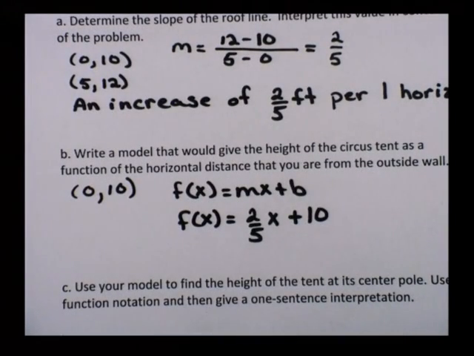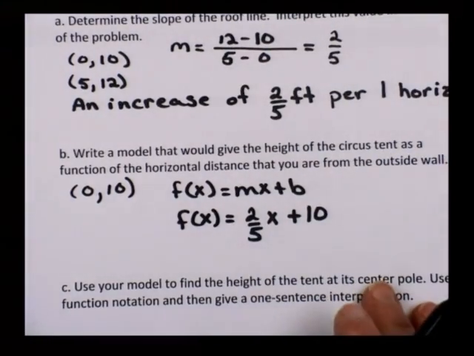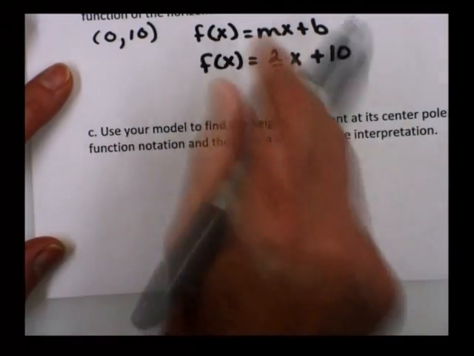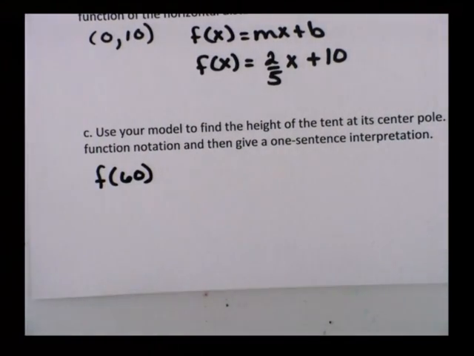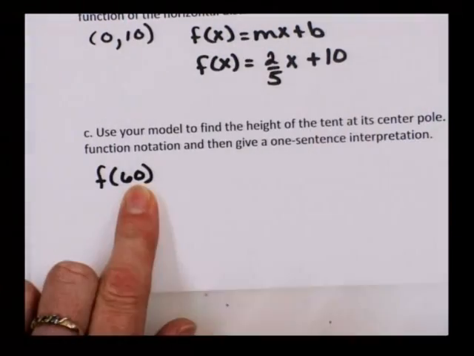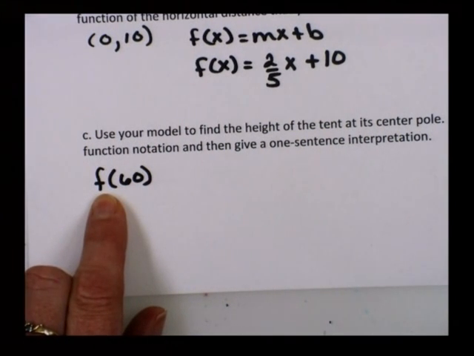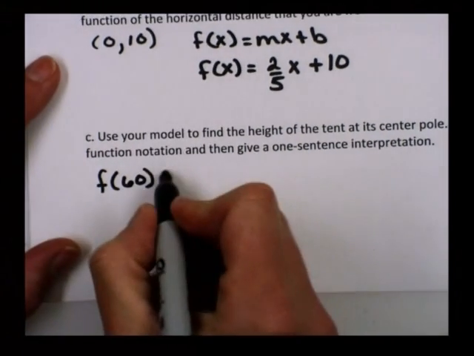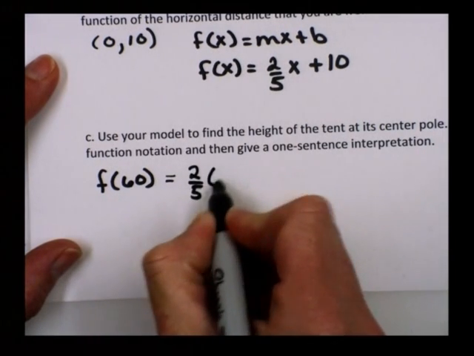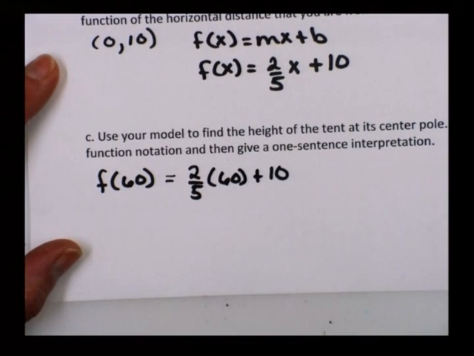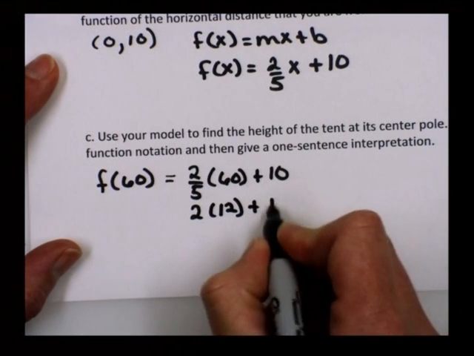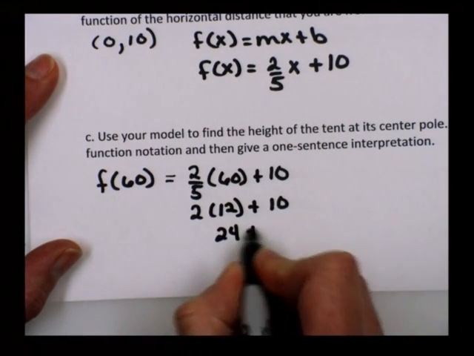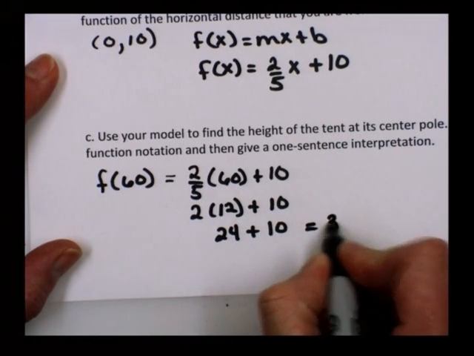Let's just practice one more of those. Use your model to find the height of the tent at its center pole. Well, the center pole is 60 feet in, so let's use our equation and just plug in. We are looking for f of 60. I read that as, when I'm 60 feet along the horizontal, how high is this pole going to be? How high is the roof line? So plugging in, we get 2/5 times 60 plus 10. We get 2 times 12 plus 10, 24 plus 10, and my answer is 34 feet.